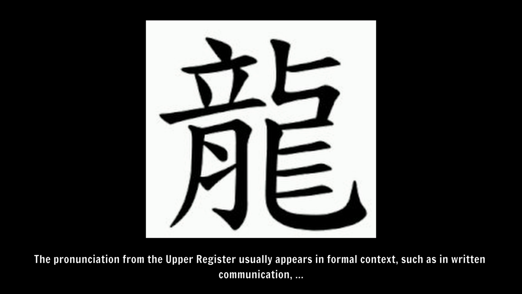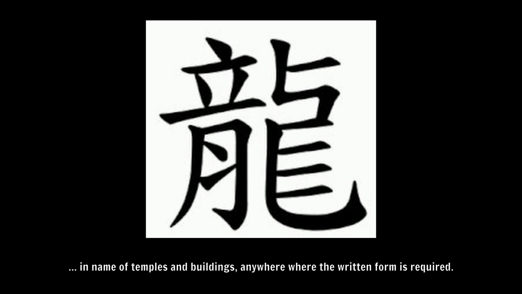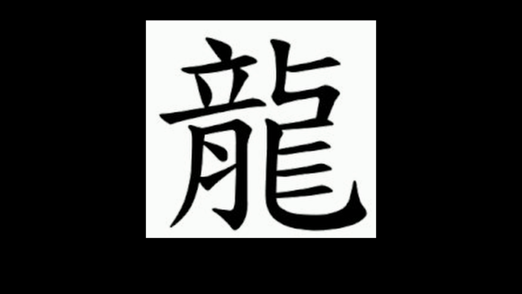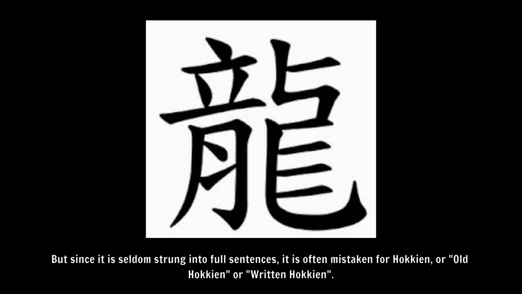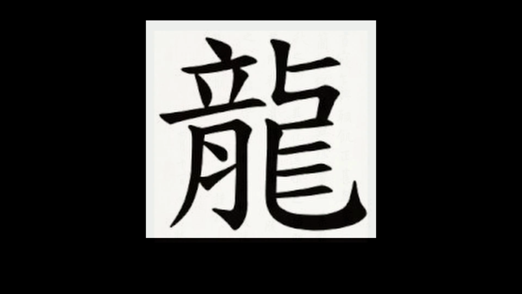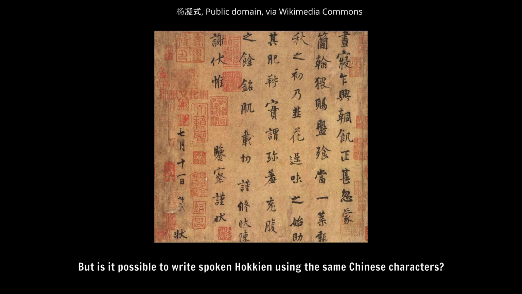The pronunciation from the upper register usually appears in formal contexts such as in written communication, in names of temples and buildings, anywhere where the written form is required. This written form is actually literary Chinese, though read in the Hokkien literary reading. But since it is seldom strung into full sentences, it is often mistaken for Hokkien or Old Hokkien or written Hokkien. But is it possible to write spoken Hokkien using the same Chinese characters?